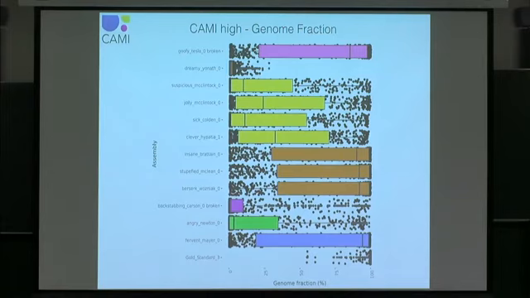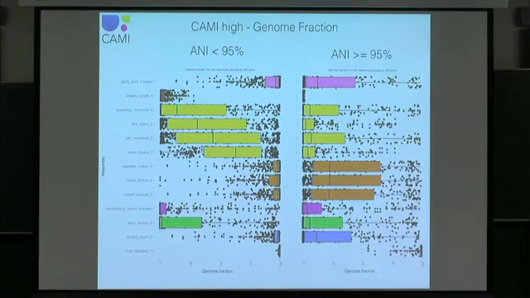Okay. So now let's separate the genomes into closely related, the ones which have closely related genomes in the data set, and the ones which are unique in the data set. And then the whole plot looks like this, right?